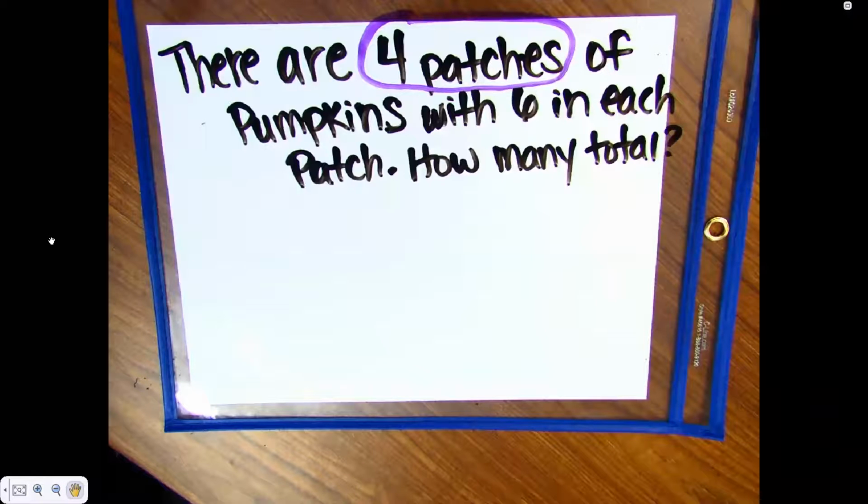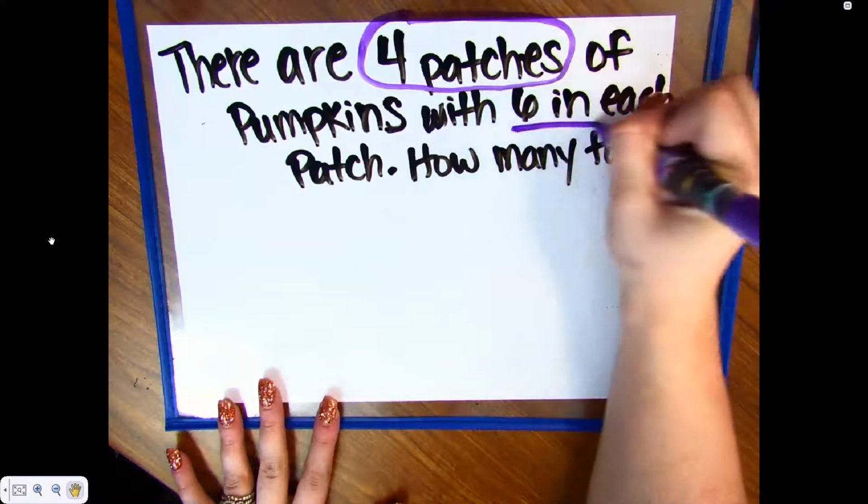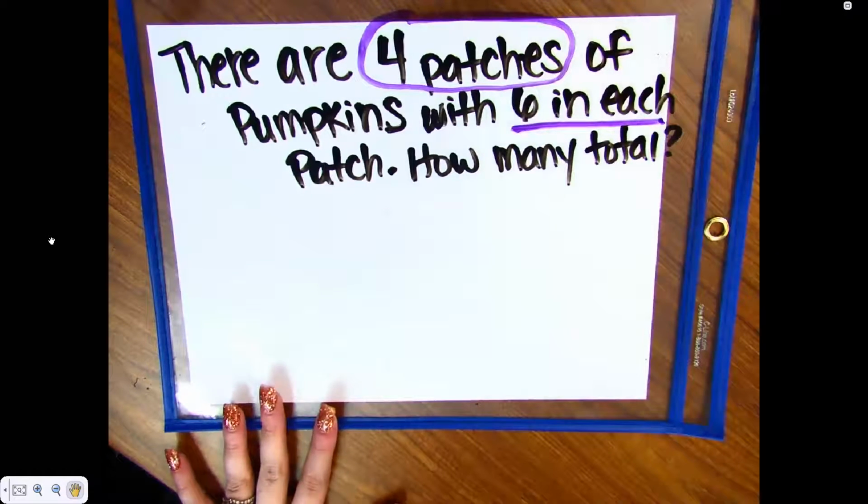So what's next? What's my next number I need? Ollie, what's the next number I need? 6. 6 what? Pumpkins. 6 pumpkins. I have 6 pumpkins in each patch.